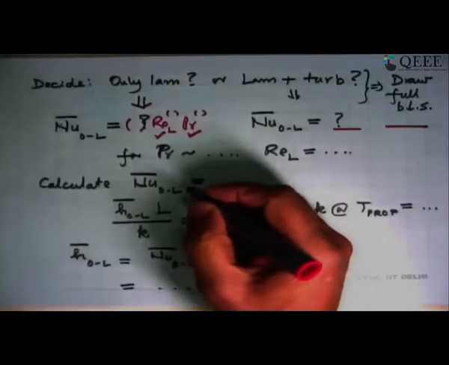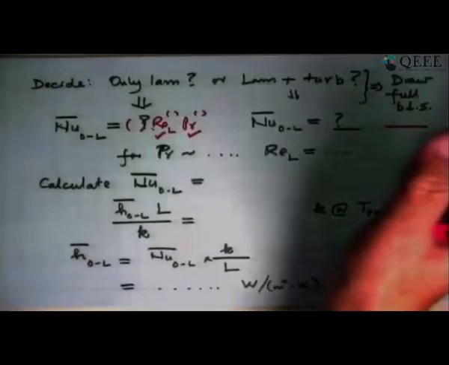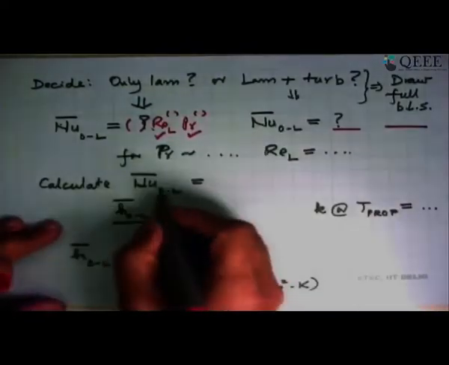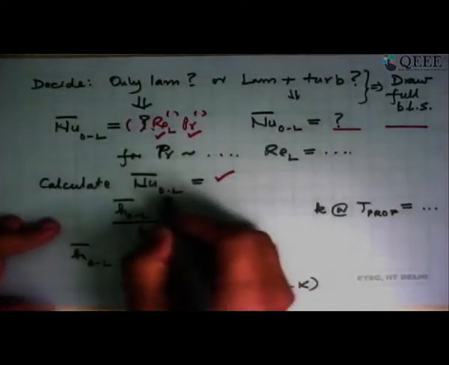Having done that, we now know in this expression Reynolds number is known, Prandtl number we get from the property table at the property temperature 40 degrees Celsius. Substitute in this equation or this equation, whichever is applicable, and we get the average Nusselt number for the plate. Nu 0 to L means for the entire length, bar means this is the average Nusselt number.